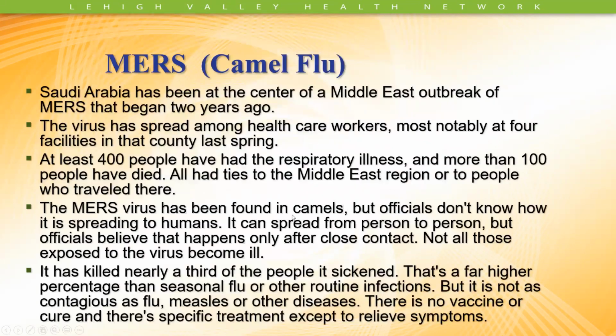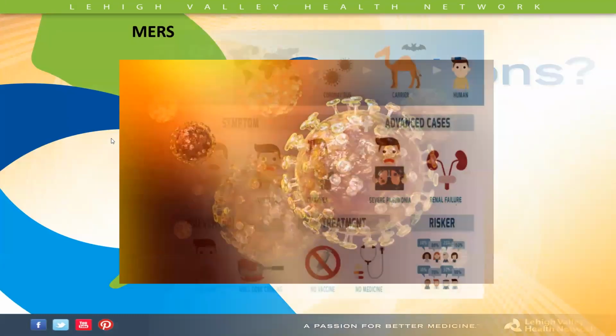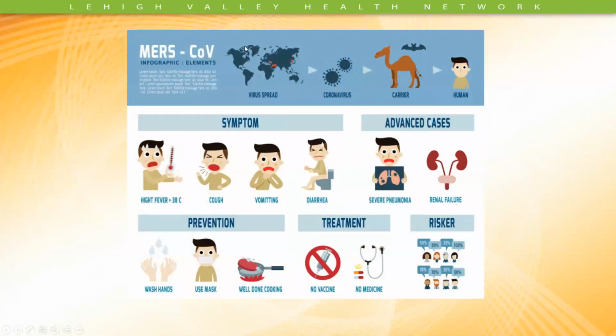Then there was MERS, which was called Camel Flu, which had very much interest because it occurred at the same time the Iraq war was going on, so we had a very strong military presence over there. And I believe it was transmitted from bat to camel to human. The symptoms were the same as COVID, and there was no vaccine, no medicine for it.